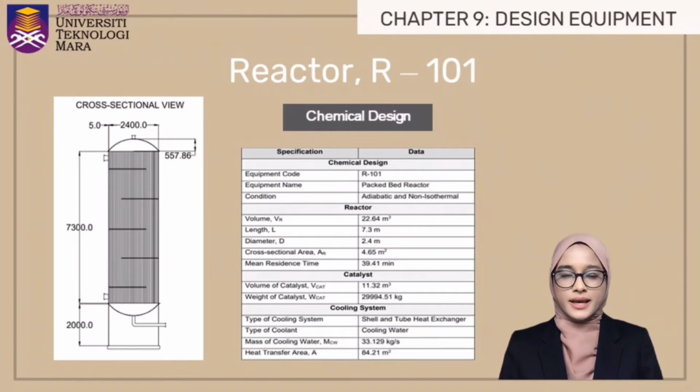This is the table of the composition, flow rate, temperature, and pressure for stream 4 and stream 5. For chemical design, the reactor has a volume of 22.64 meter cube with a diameter of 2.4 meter and the length of the reactor is 7.3 meter. The position of the PBR is designed in a vertical form with a cylindrical shape. Cooling water is selected as a cooling media for the reactor. The reactor's volume, length, and diameter calculated have been verified with the current industrial application and the design is acceptable.